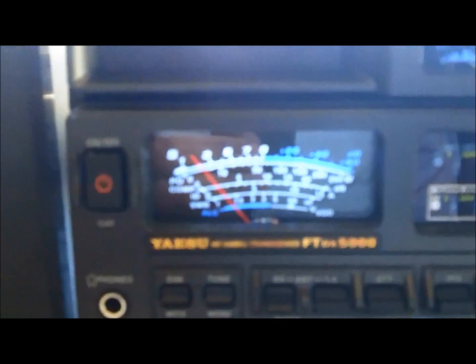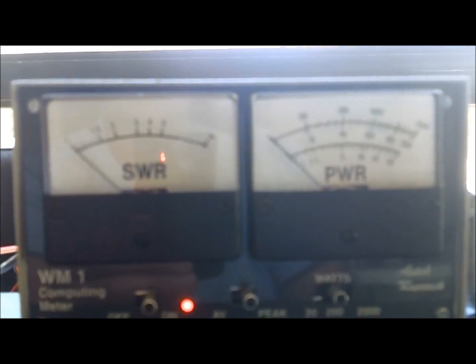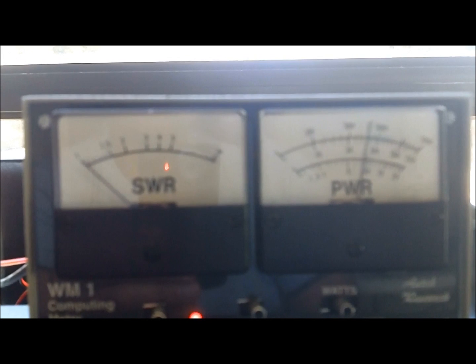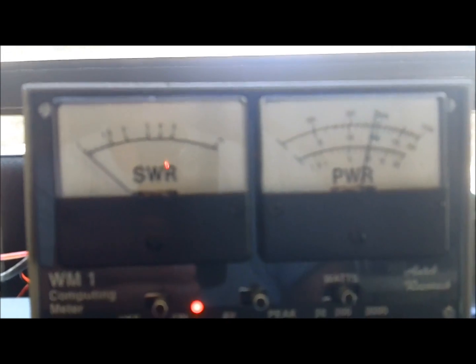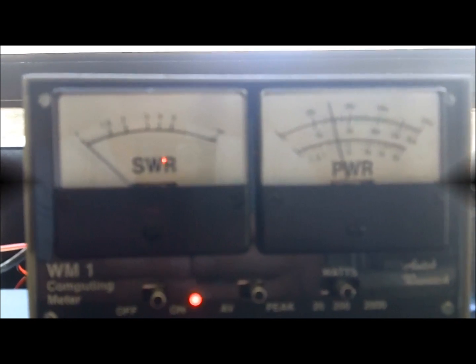That means it's fully tuned, and I'll prove that by shutting this off, and we'll put a little power and look at the meter. There you go. 200 watts and just about zero reflected, just using the S-meter.